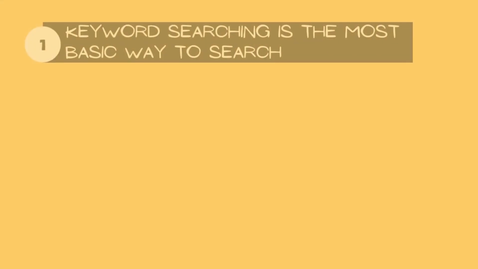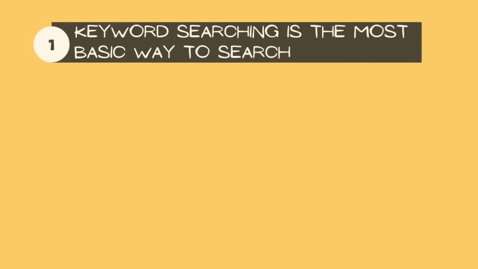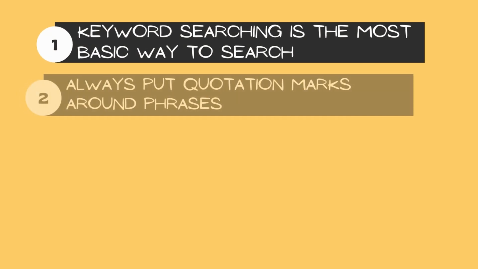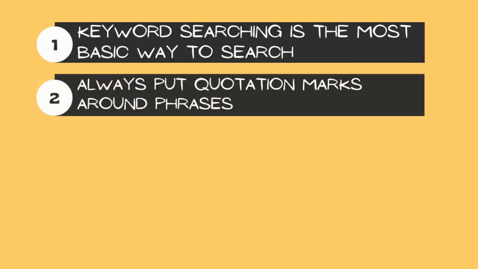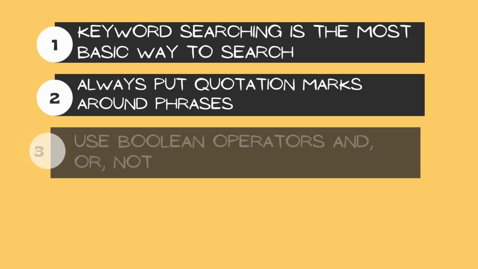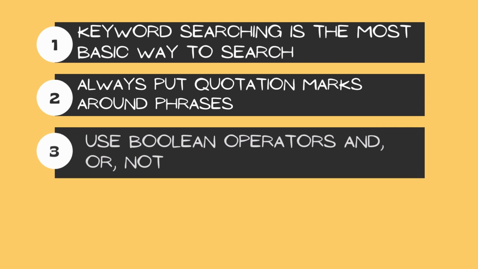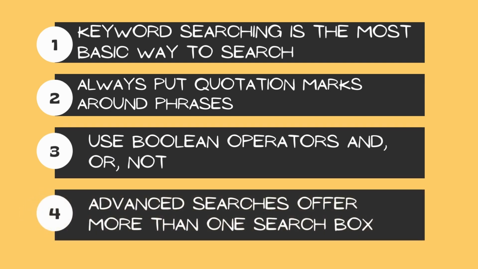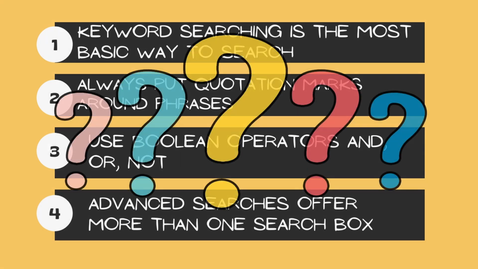In summary, searching by keyword is the most basic way to search in academic databases. Always put quotation marks around keywords you want to treat as a phrase, always. Boolean operators are powerful tools that help you combine keywords into complex searches. Boolean operators can be found in most library databases when you navigate to an advanced search, featuring more than one search box. But how do you come up with good keywords?